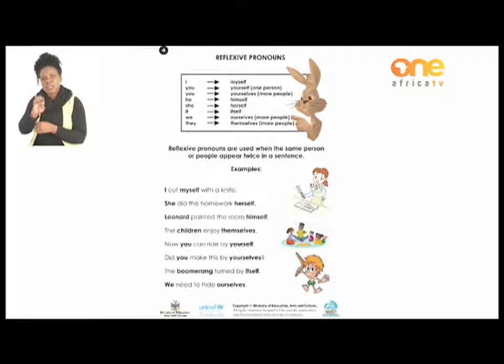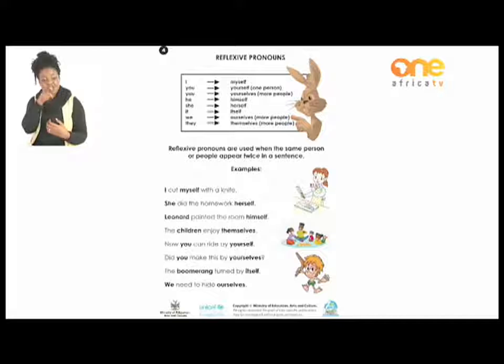All right, now, the examples in the box are I. I is a personal pronoun. So when you refer it to a reflexive pronoun, it becomes myself. You can be one person, or when we are referring to more people. So if it's one person, it has to be yourself. If it's more than one person, it becomes yourselves.